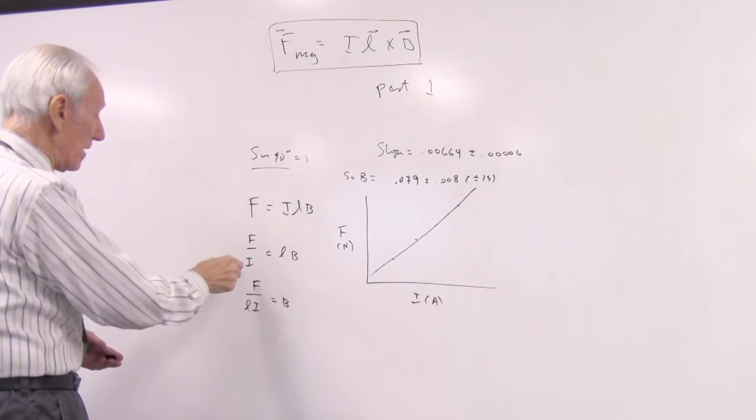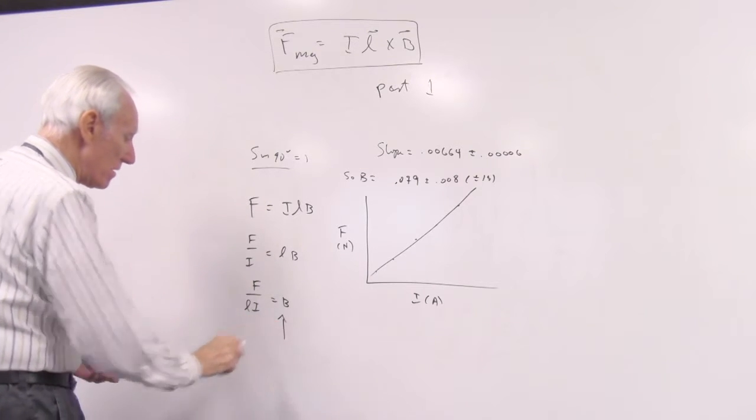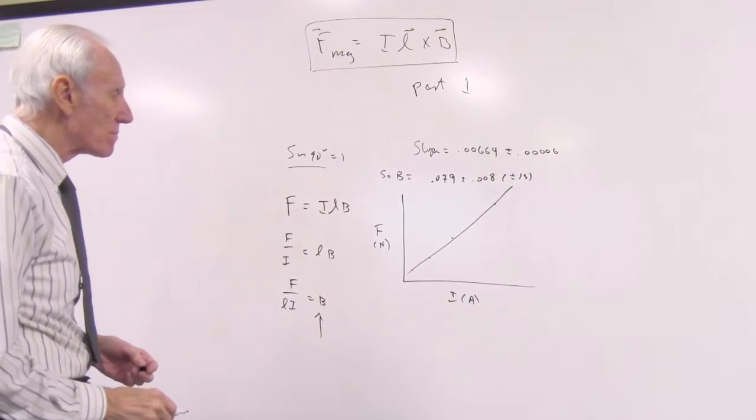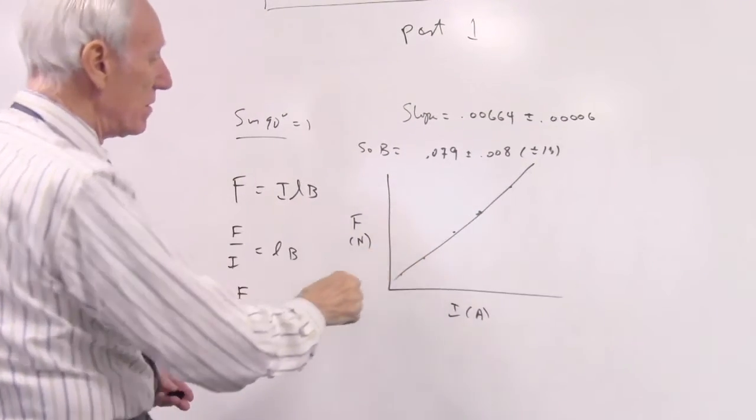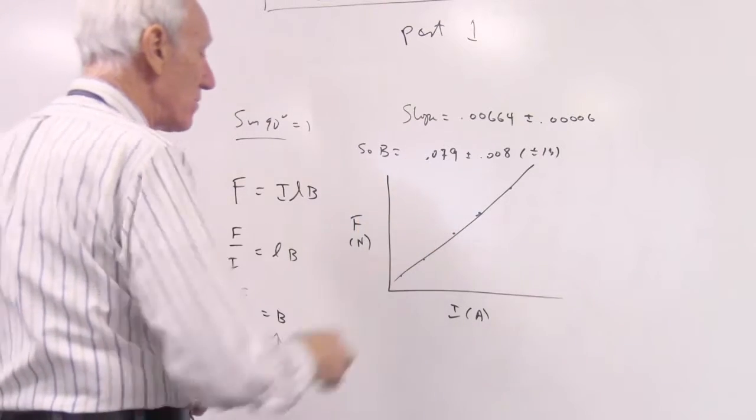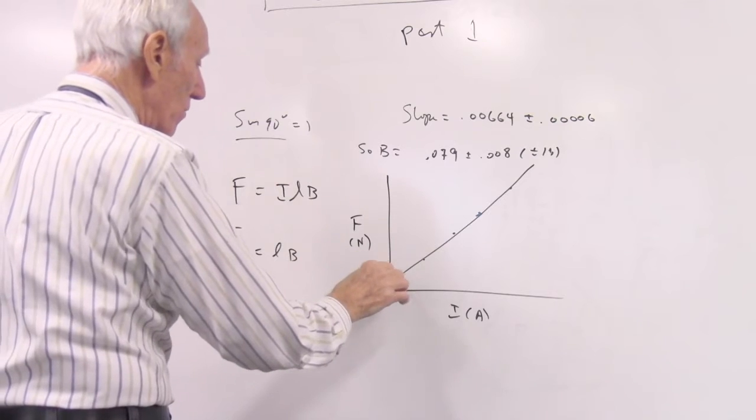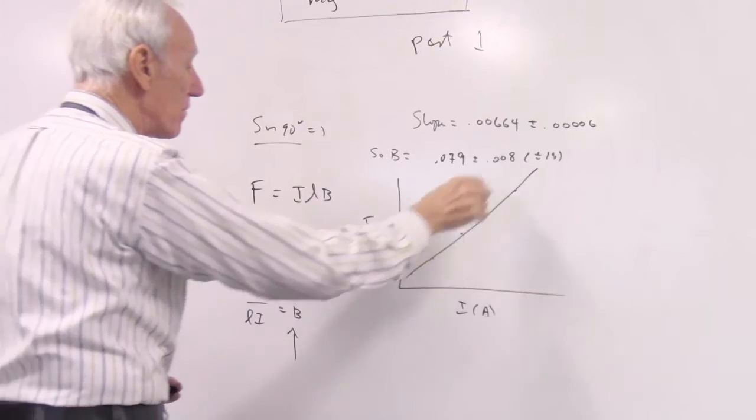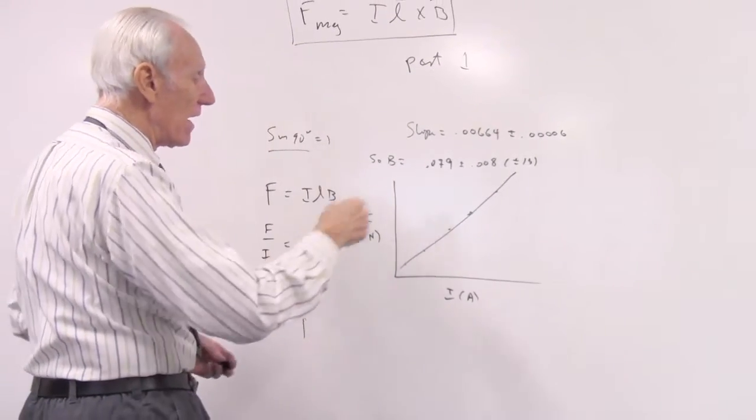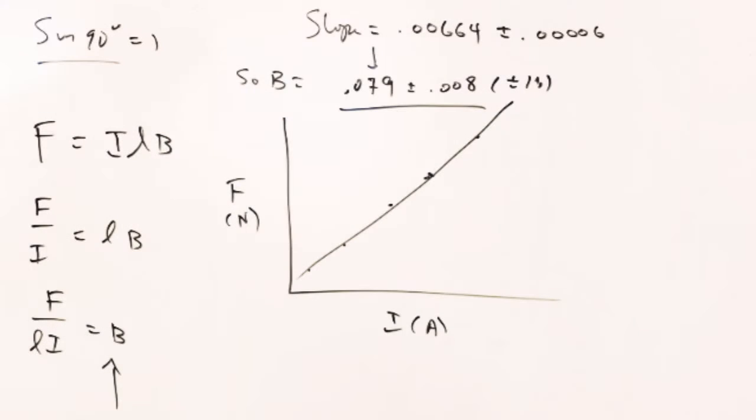So if we divide through by the current and then divide through by the length of the wire, we get the magnetic field. We did a quick and dirty experiment where you will be taking twice as many data points. We took data points at 1, 2, 3, 4, and 5 amps. You'll be going every half amp. Just for demonstration purposes, we did it every 1 amp. And here's the result we got.